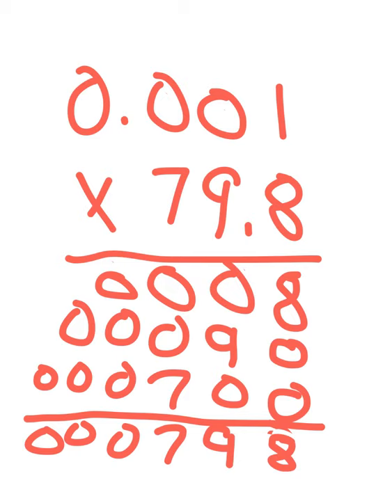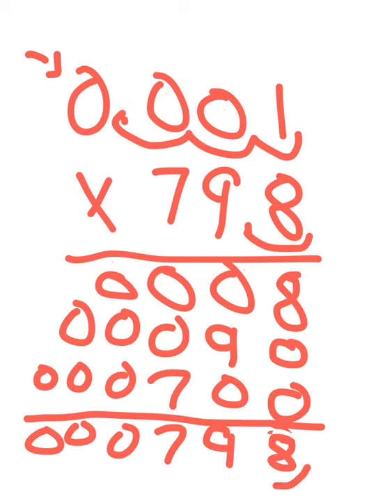Now, to finish it off, I look up here and I see that 0.001 makes 1, 2, 3 jumps, and 79.8 makes 1 jump. So that means we need to make 4 little jumps here on our final answer. So we do 1, 2, 3, 4 jumps. So our final answer is 0.0798.